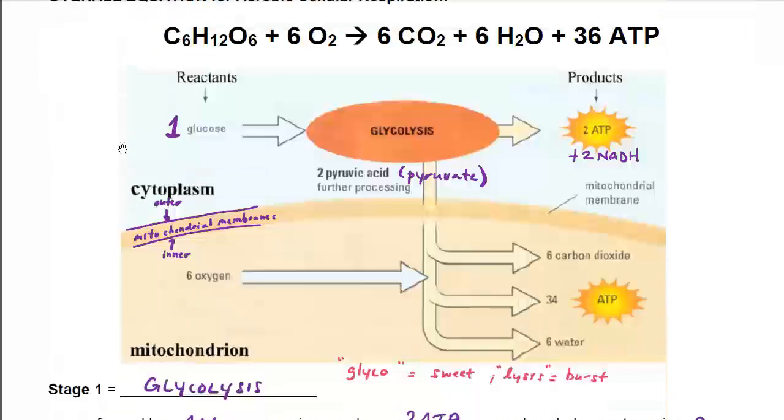So here's your overall picture again, your overall idea here. So again, you get a glucose, it goes through a process called glycolysis, you pump out a couple of important products, and you get yourself a pyruvate. Keep in mind, pyruvate, pyruvic acid, the difference is so ridiculously small, we're going to use them interchangeably, okay?